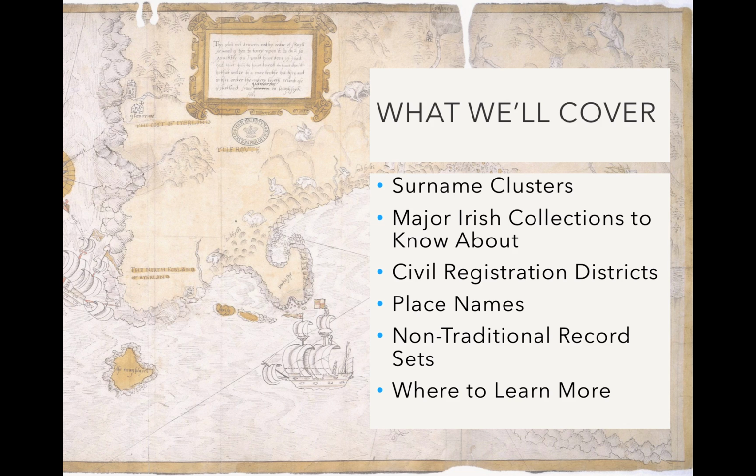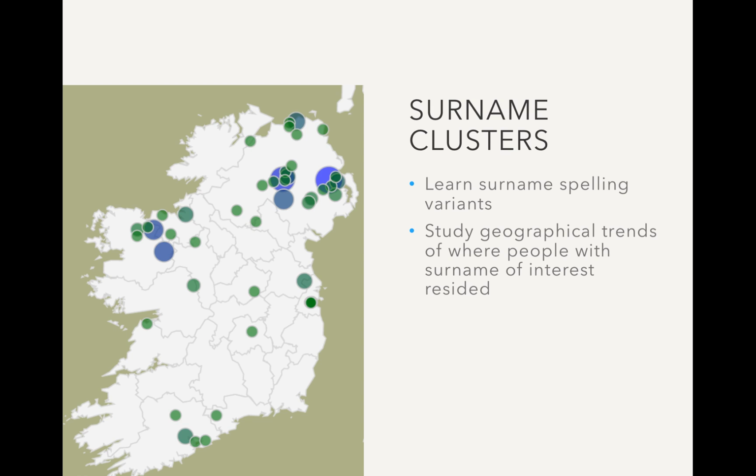So let's start with those surname clusters. Now, surname clusters can be a very useful tool when it comes to Irish research, but really, in any genealogical research, studying the surname and the geographic spread of that surname can be useful. I also apply these methods to research in England and Wales, for example.